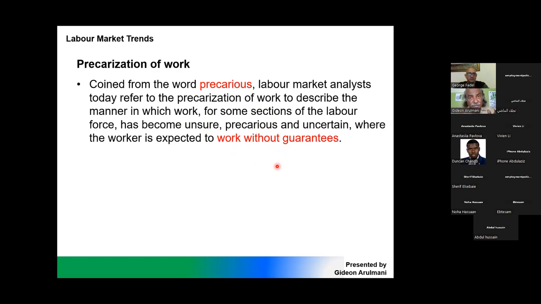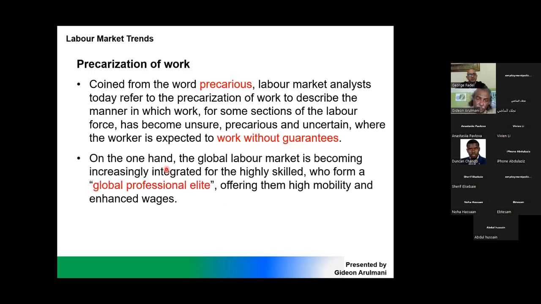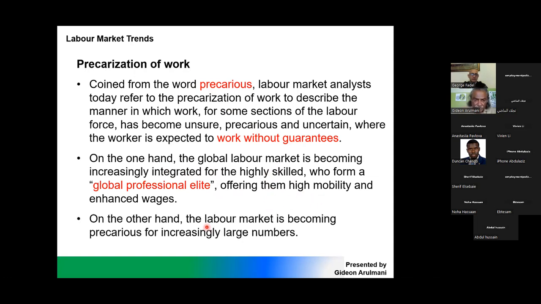Supposing something happened and this meeting couldn't happen, I will not be paid for it. You see, there is no guarantee in the precarization of it, and some jobs are extremely precarious. On the one hand, the global market is becoming increasingly integrated for highly skilled people, offering them high mobility and high wages, but it's also becoming precarious.